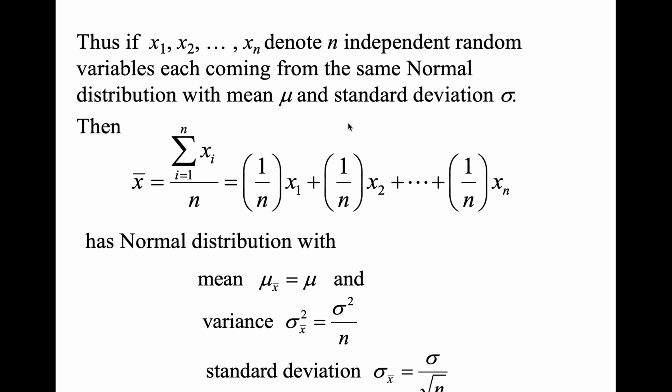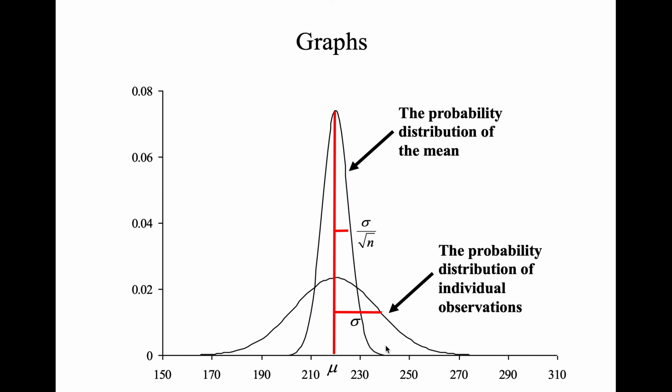Thus, if X1 to Xn denote n independent normal variables coming from the same normal distribution, then X bar has a normal distribution with mean mu, and the variance is defined as such, and the standard deviation accordingly. So this is the graph of the behavior of the data, which is the probability distribution of the mean, and this one is the probability distribution of individual observations.